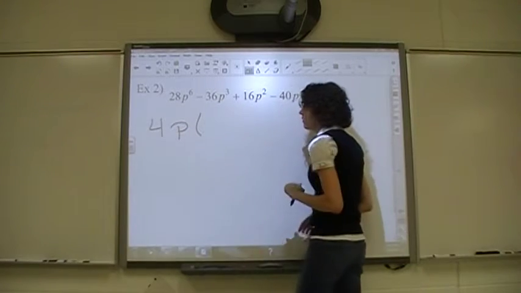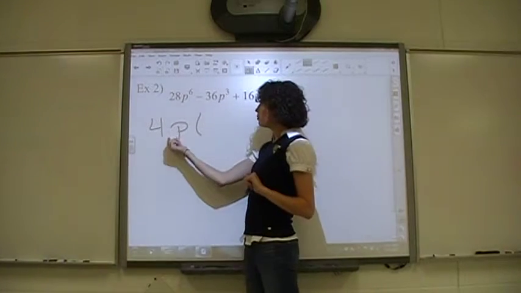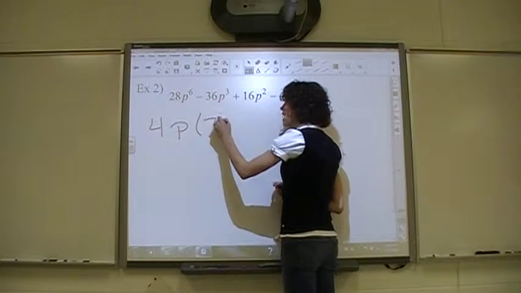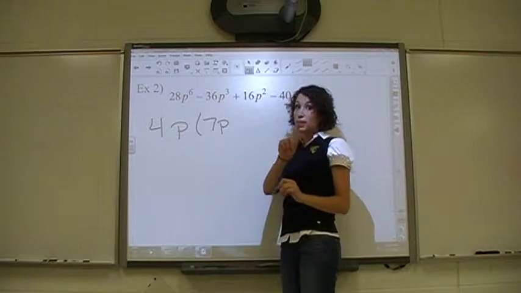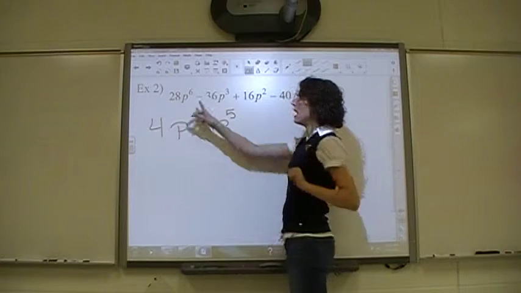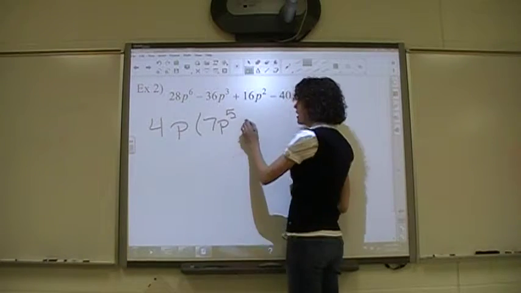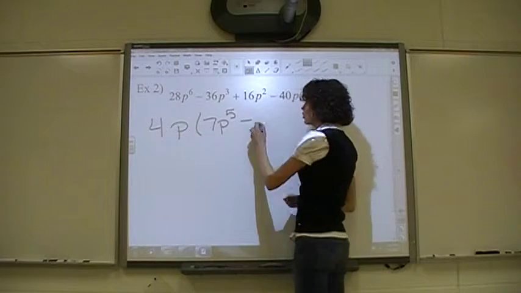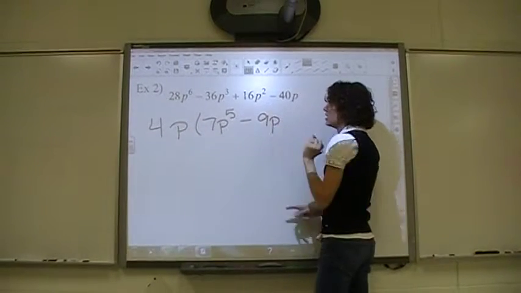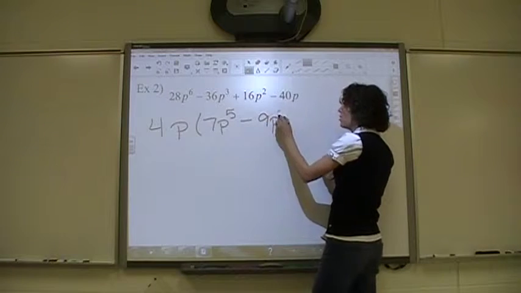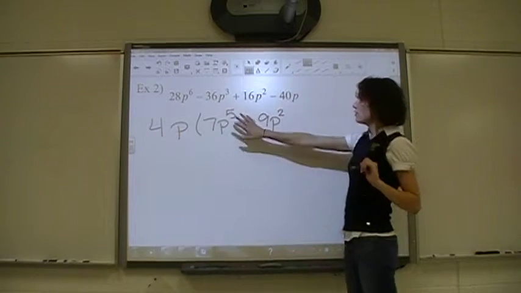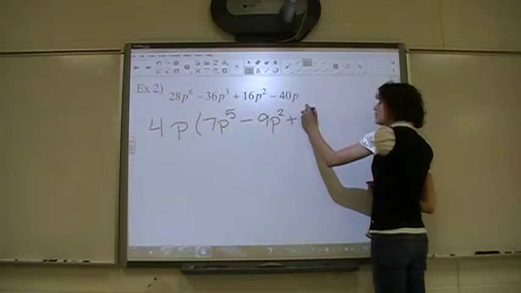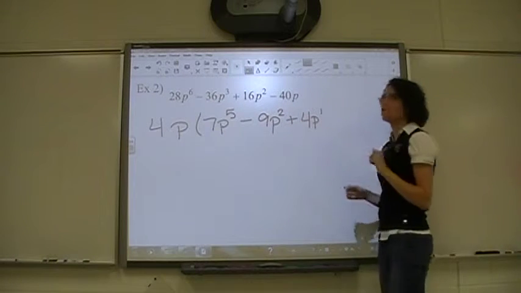Now let's see what we have left over. If you take a 4p out of 28p to the 6th, you're going to be left with 7p. You took 1p out, so now you're left with 5 because you started with 6. Then minus. You have 36p cubed, you take a 4p out, you're left with 9p, and then you don't have 3 anymore, instead you have 2. Then if you take a 4p out of 16p squared, we're left with a positive 4, and you just have p to the first left over.